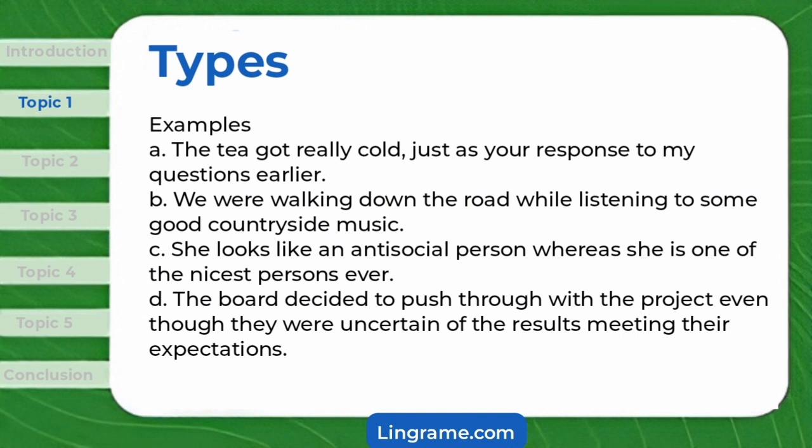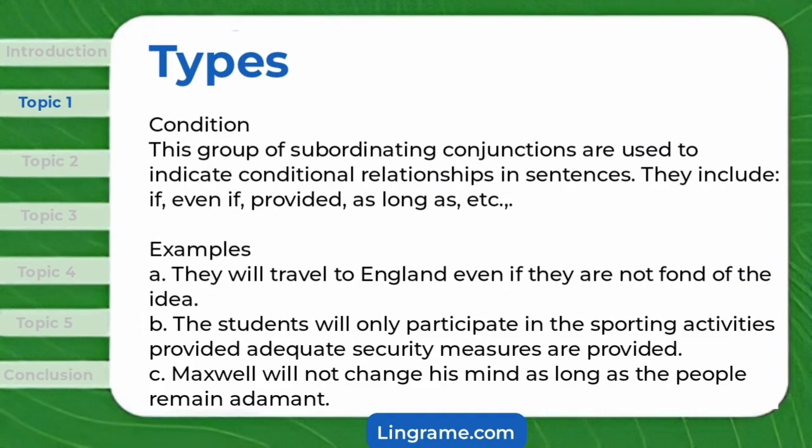She looks like an antisocial person whereas she is one of the nicest persons ever. The board decided to push through with the project even though they were uncertain of the results meeting their expectations. Condition. This group of subordinating conjunctions are used to indicate conditional relationships in sentences. They include, if, even if, provided, as long as, etc.